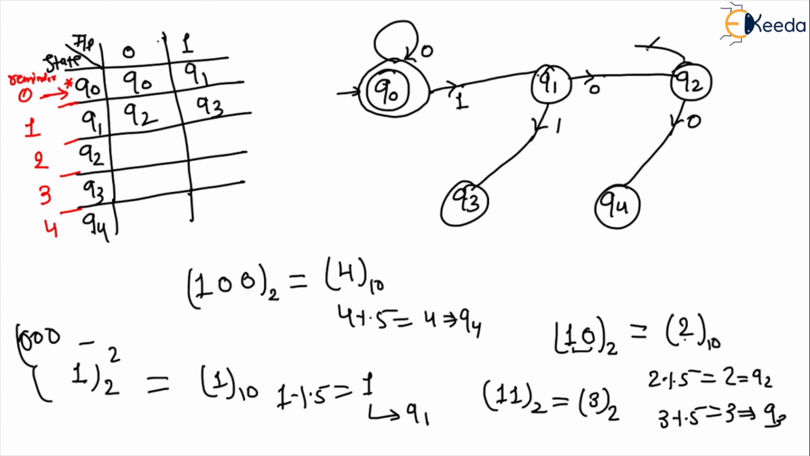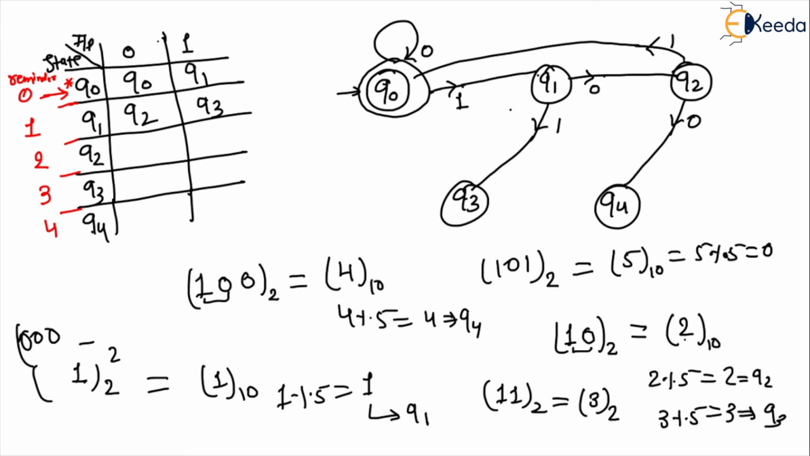Now when you apply input 1, what is the complete string? From 1 0 you reach Q2, and when you apply input 1 in binary it is 101, in decimal it is 5. So 5 mod 5 is 0, the remainder is 0. So on input 1 it goes to Q0, because 101 is 5 and 5 is divisible by 5. The decimal is divisible by 5, that's why it is accepted. So on input 1 we transfer this transition to the Q0 state.